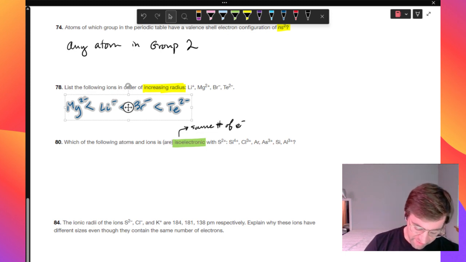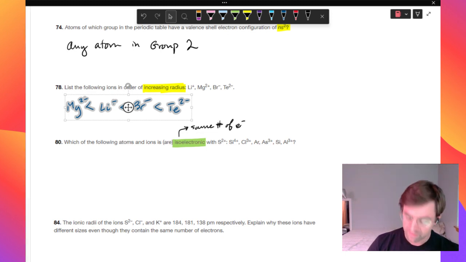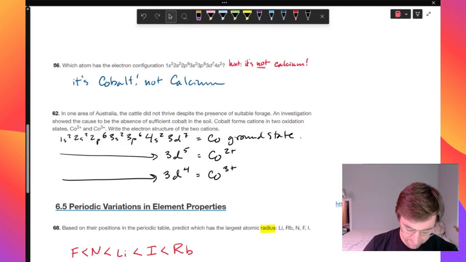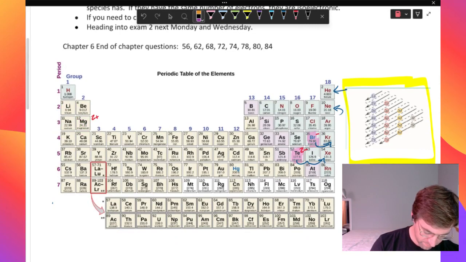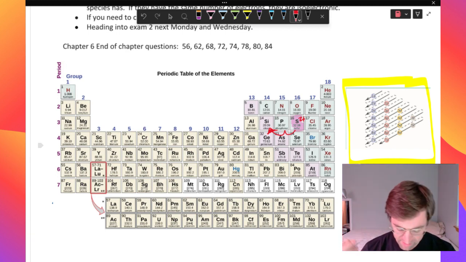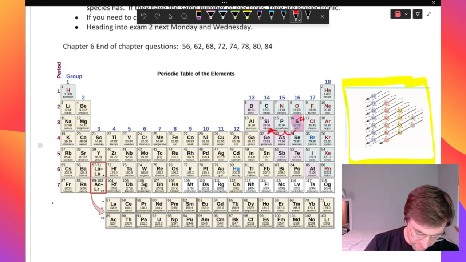So which of the following atoms and ions is or are isoelectronic? That just means the same number of electrons as a sulfur 2 plus cation. Let's clear my board here. Sulfur 2 plus means we've lost 2 electrons, which means we're actually looking at something with the same ground state as silicon. Okay, and that would be 1s2 2s2 2p6 3s2 3p2.